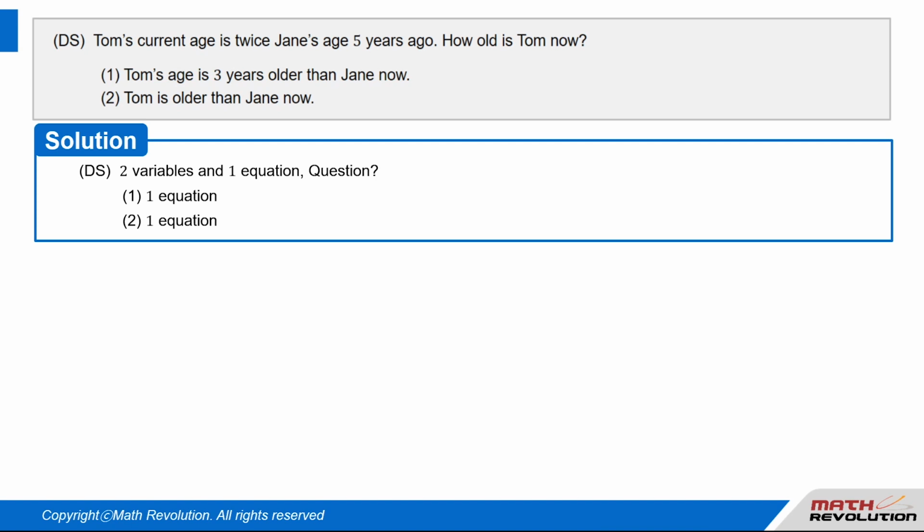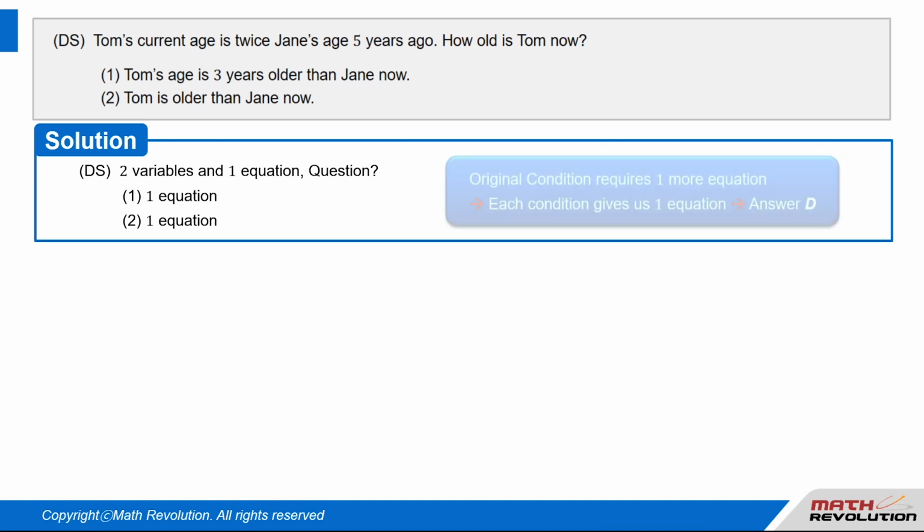The most likely answer is D, because you need 1 more. We know that each condition would usually give us an equation, and since we need 1 more equation to match the numbers of variables and equations in the original condition, the logical answer is D. The answer could be A, B, or D, but the default answer is D.